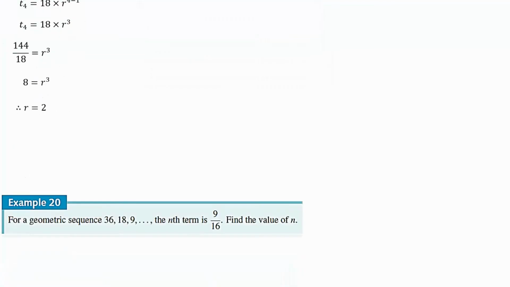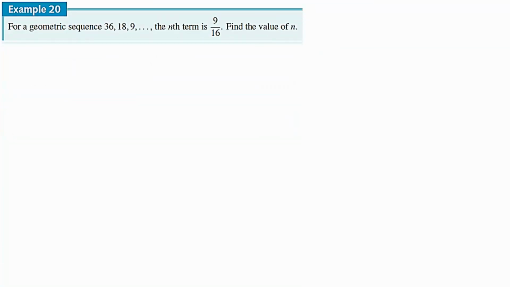Let's do another one. Here we go. They're getting progressively harder. But each one is giving you a different piece of information. Yeah? So for a geometric sequence, 36, 18, 9, the nth term is 9 out of 16. So now you're trying to find n. So what was the first one? First one was find out the value. The second one was find r. Now you're trying to find n. Okay, sounds hard, but it's not.